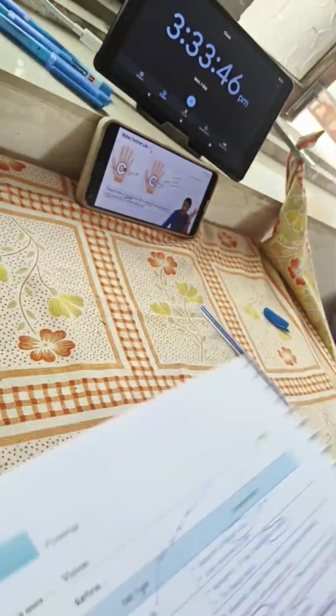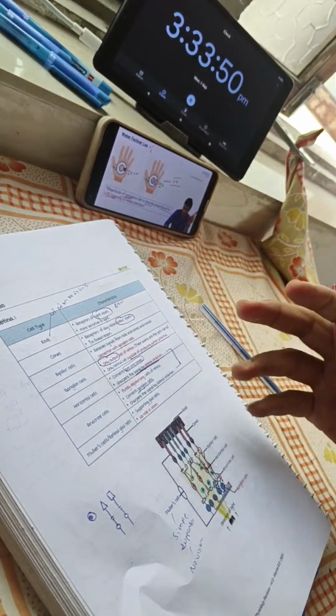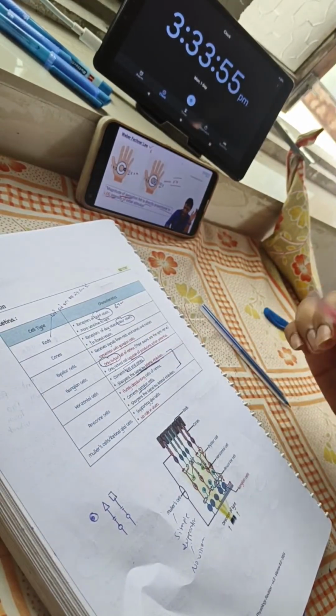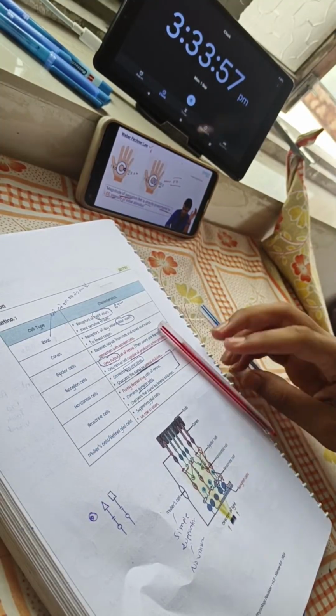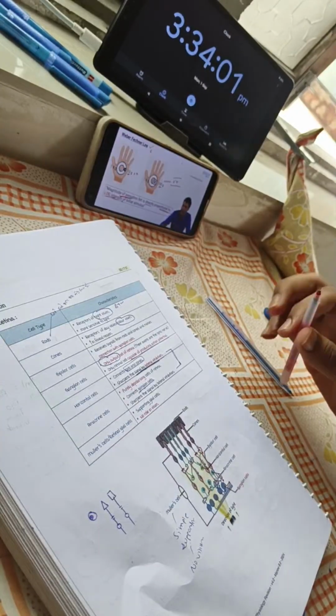This Weber-Fechner law, proportional to the log intensity increase, is very important. You have to increase 10 times to feel the change in weight. So the magnitude of sensation felt is directly proportional to the log intensity of the initial stimulus. This is about general senses. Now let's move on to special senses.